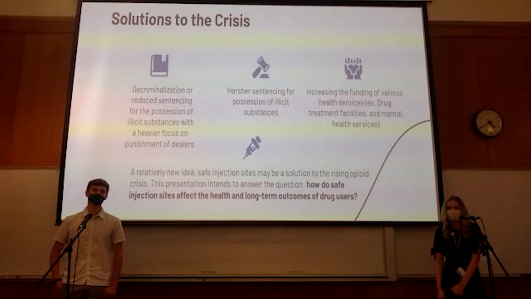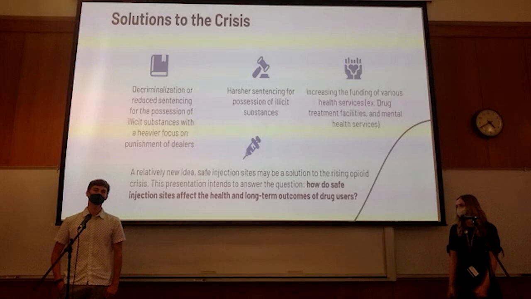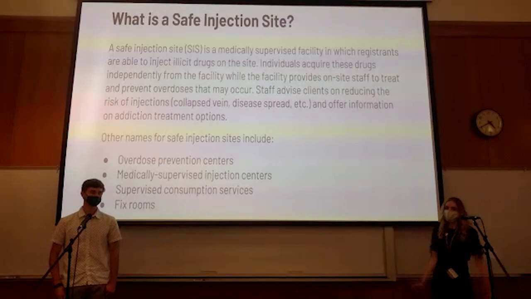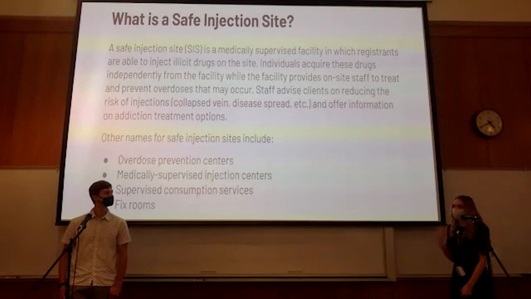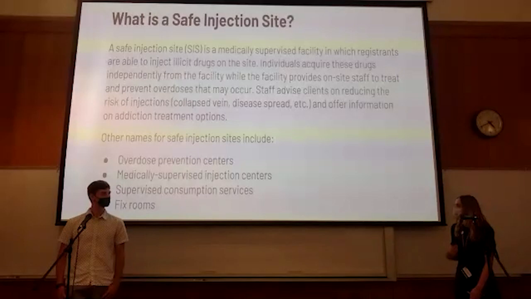However, we are focusing primarily on safe injection sites, and our goal is to answer our research question: how do safe injection sites affect the health and long-term outcomes of drug users? So, what is a safe injection site? That's the question we're here to answer. A safe injection site is sometimes run by the government, but not entirely. It is a supervised facility in which individuals are able to inject illicit drugs. They can get needles and syringes here, and there's also staff on hand to treat an overdose if one occurs, as well as the goal is to lead individuals into a treatment program and recommend them to that route.